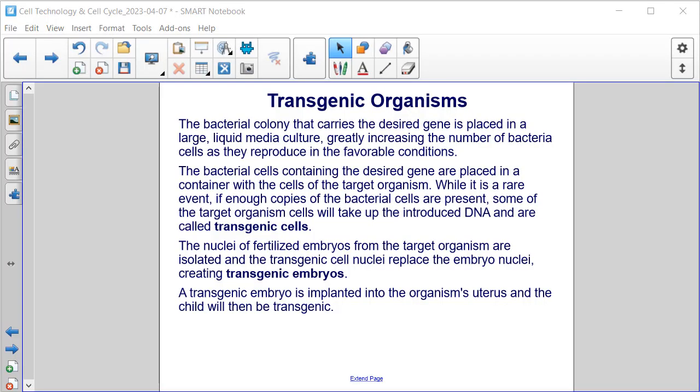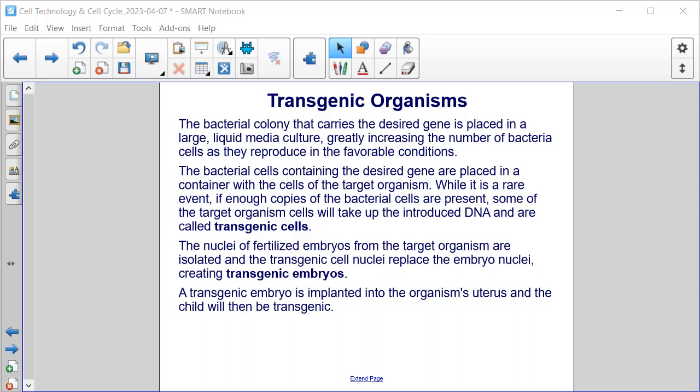The bacterial colony that carries the desired gene is placed in a large liquid media culture, greatly increasing the number of bacteria cells as they reproduce in the favorable conditions. The bacterial cells containing the desired gene are placed in a container with the cells of the target organism. While it is a rare event, if enough copies of the bacterial cell are present, some of the target organism cells will take up the introduced DNA and are called transgenic cells.